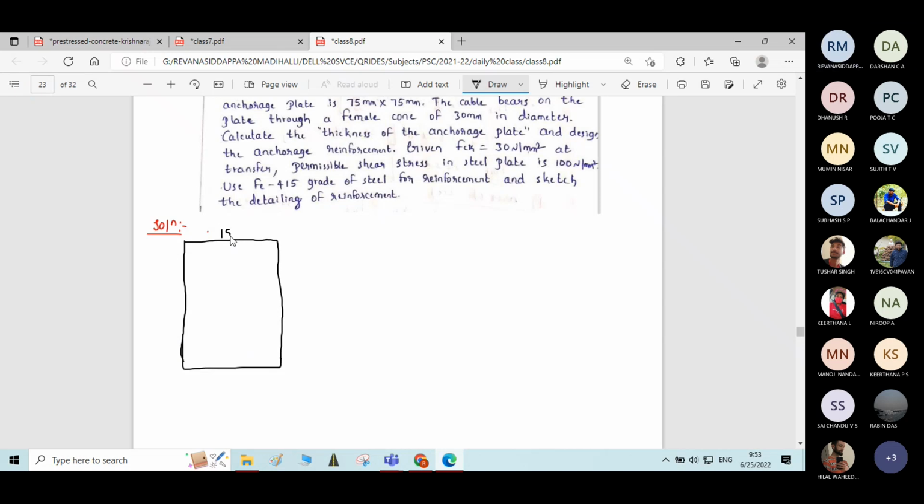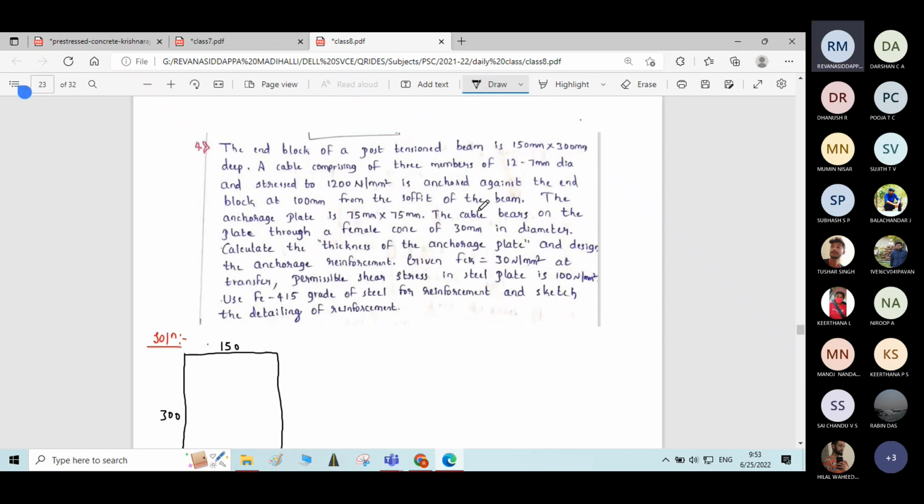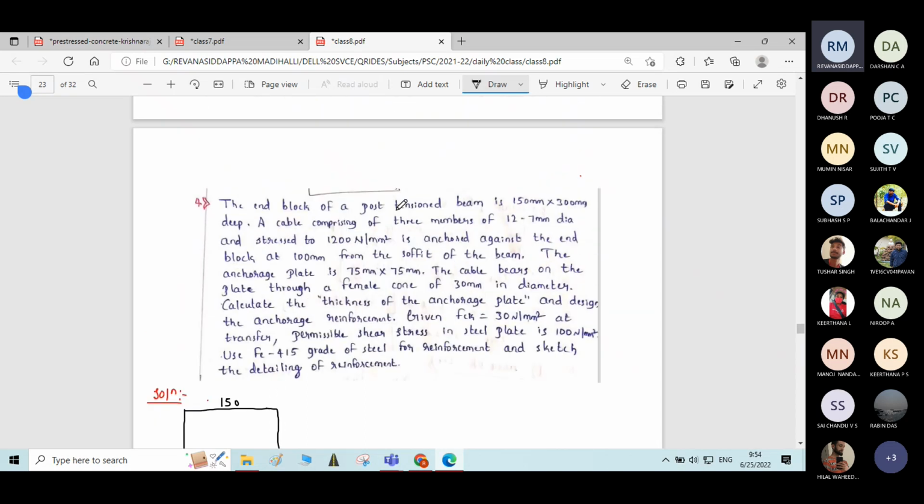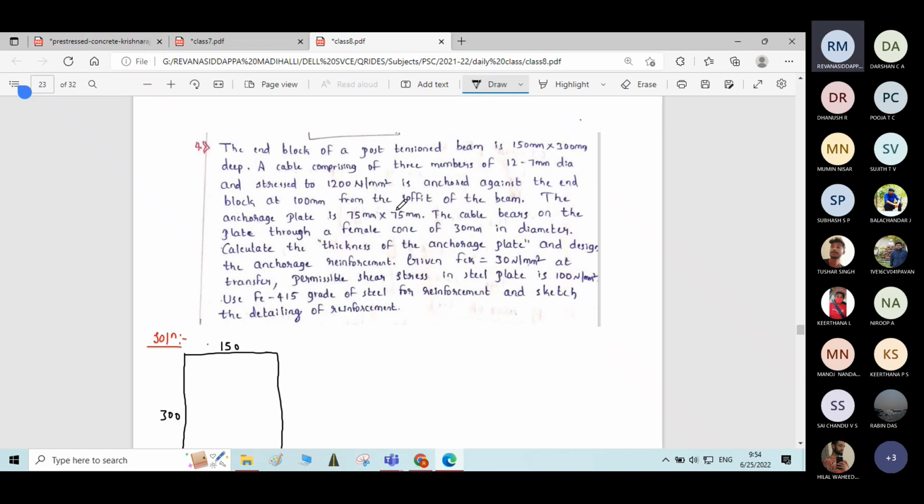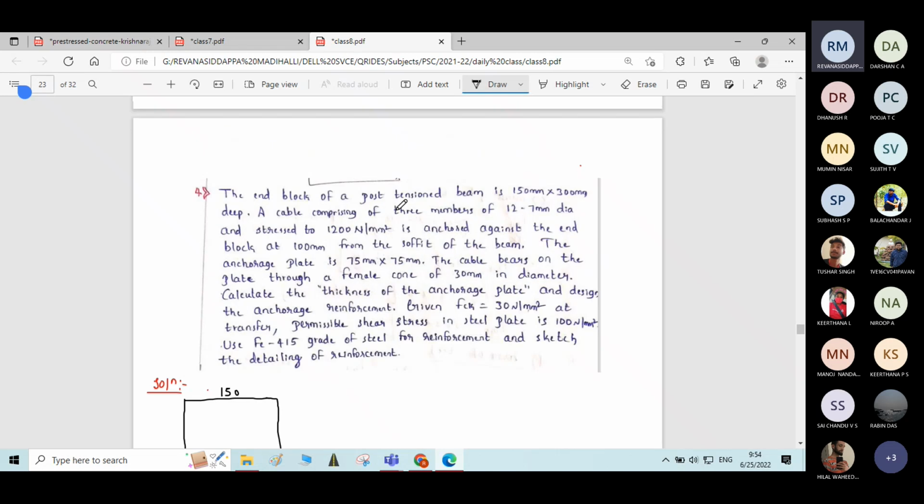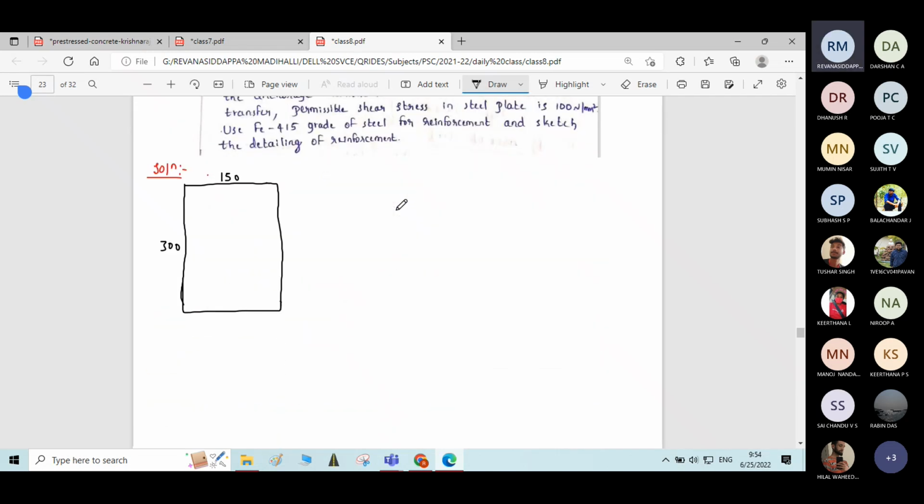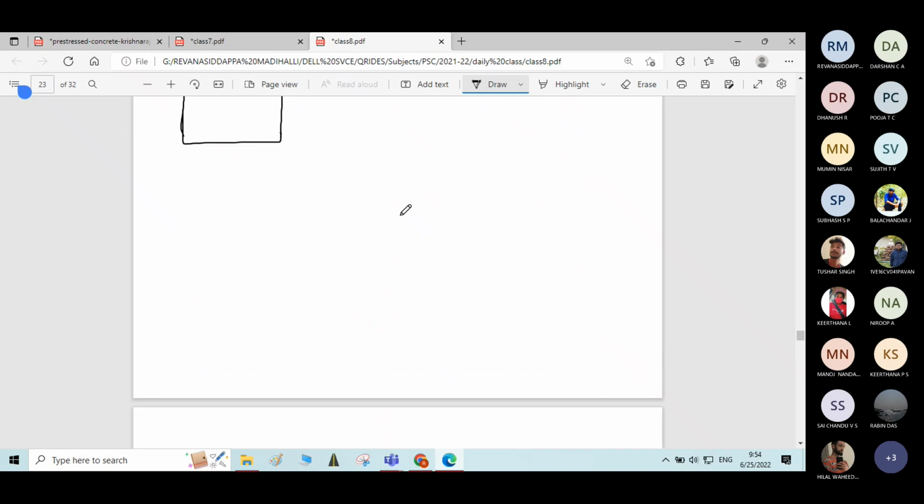150 by 300. A cable comprising 3 members of 12 7 mm dia, stressed to 1200 Newton per mm square. Okay, there are 3 members, and each member is having 12 number of 7 mm diameter bars.